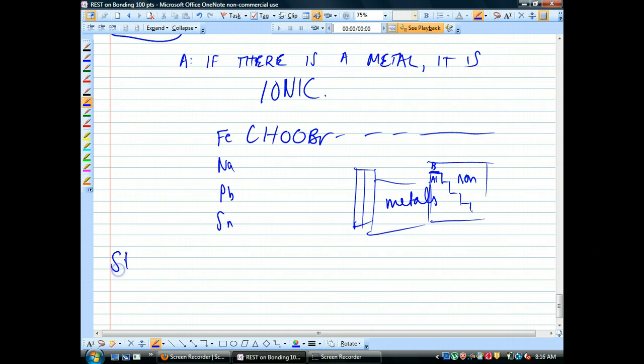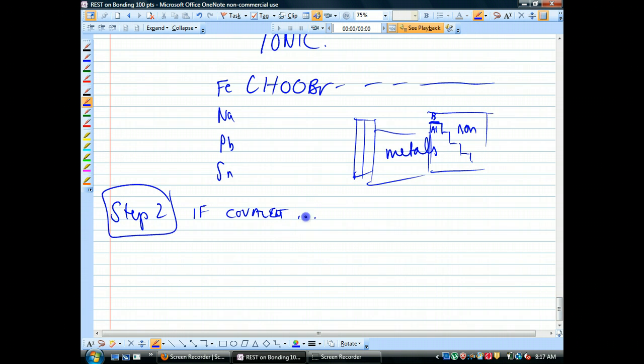Second step. If it is a covalently bonded compound, it's kind of similar to ionic naming. There's the big difference right here: you use Greek prefixes to tell the number of atoms of each element.